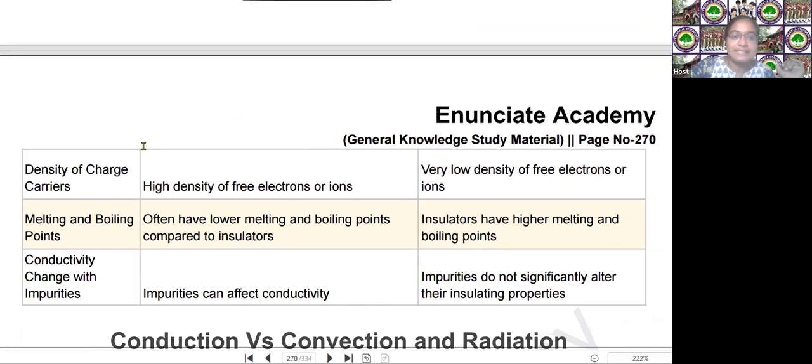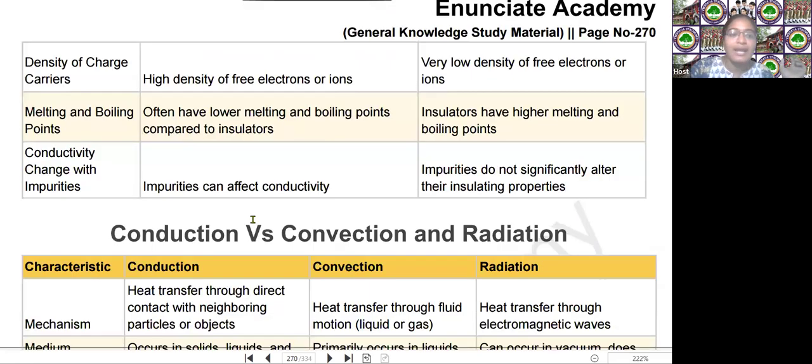And density of charge: conductors have a high density of free electrons, insulators have a low density of free electrons. The melting point and boiling point of conductors is very low, and insulators have a very high melting and boiling point compared to conductors. And the last quality is impurities.